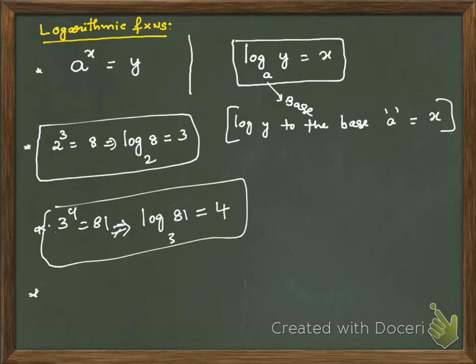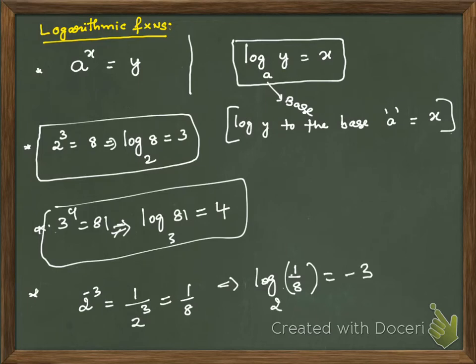Next, for example, 2 power minus 3, that is 1 by 2 cube, that is 1 by 8. So log of 1 by 8 to the base 2 is equal to minus 3. This is how you write simple logarithmic functions.